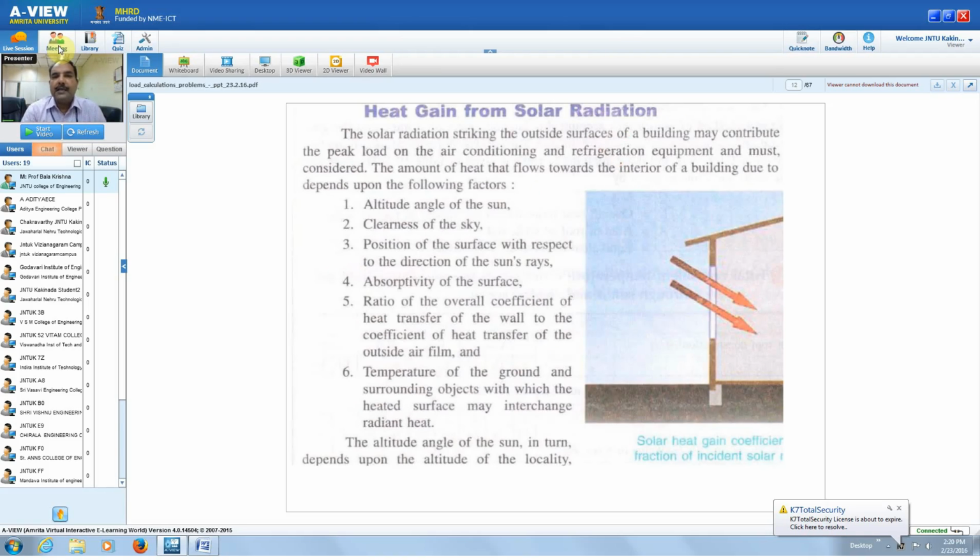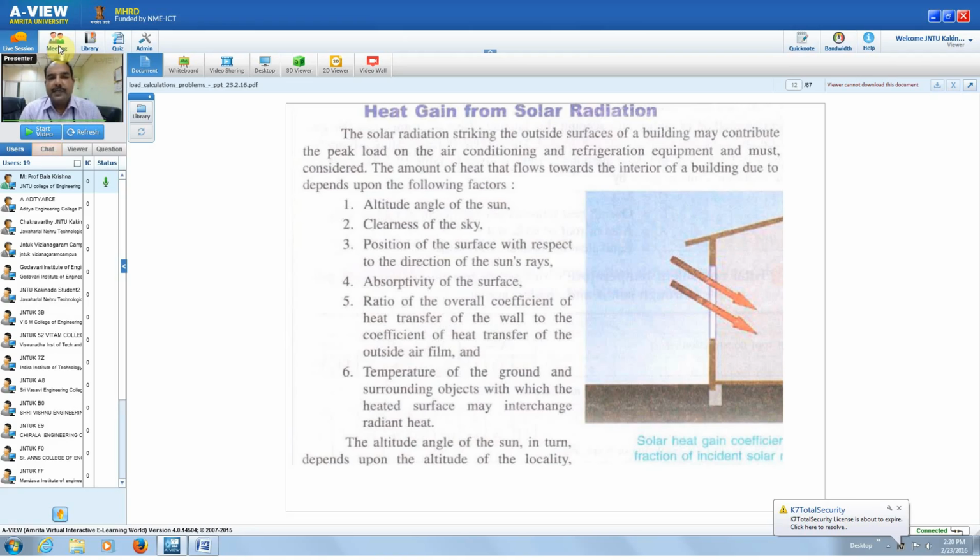The next one is the heat gain from solar radiation. I think we know about solar radiation nowadays; with the help of solar plates we are storing energy, and solar electric plates are also used. Now the solar radiation striking the outside surface of the building may contribute to the peak load on the air conditioning and refrigeration equipment, and we must consider the amount of heat that flows towards the interior of the building, which depends upon the following factors.